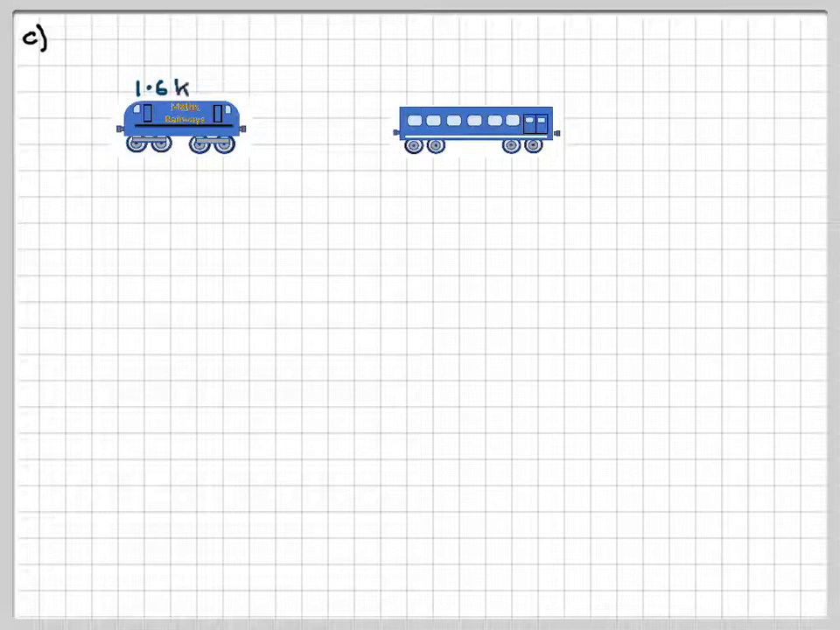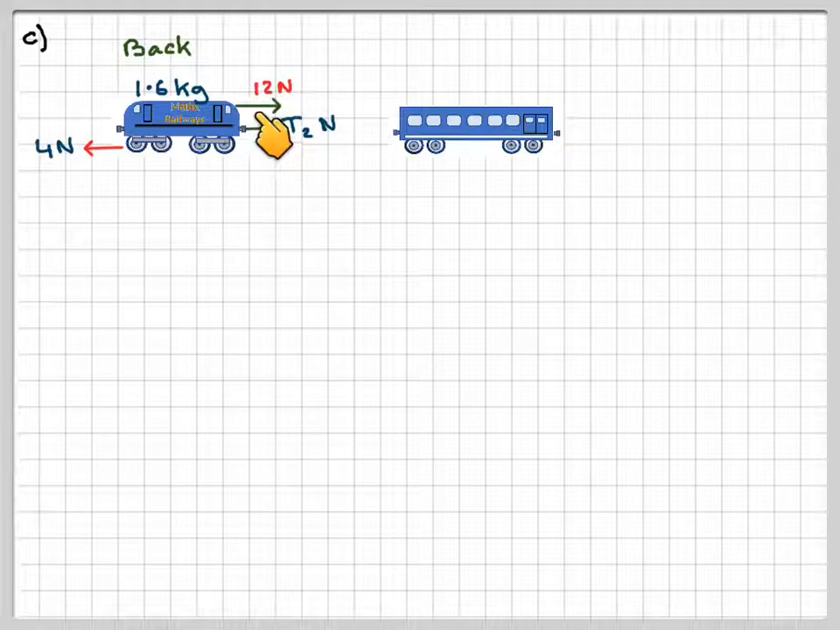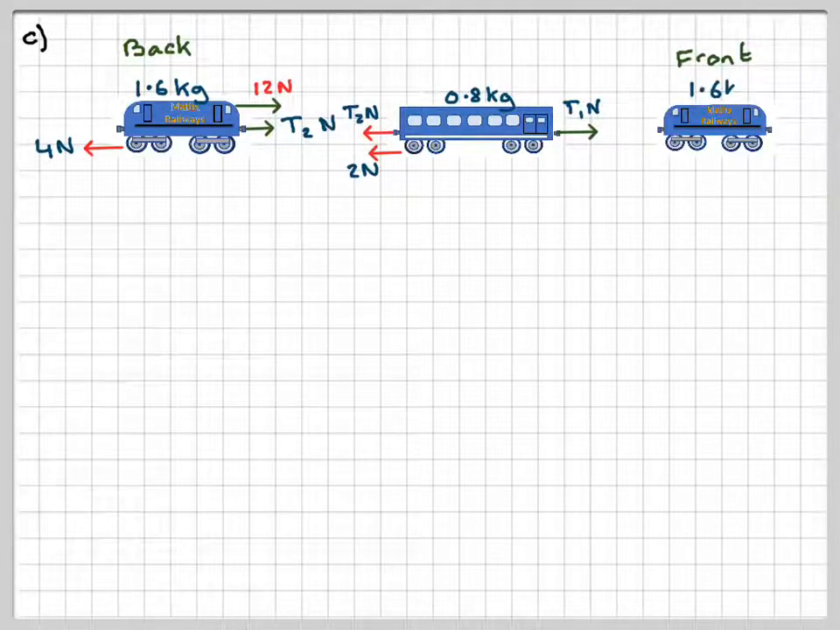So, using the same sort of diagrams, we've got the back here, which is 1.6. We've got T2 newtons here. We've got 4 newtons. We've got an extra force now of 12 newtons because it's got a driving force. Our passenger carriage is going to be 0.6 kilograms. It's going to have the tension here, a 2 newton resistance, and a T1 coupling force acting in that direction. And our front carriage is going to be 1.6 kilograms. That's going to be T1 newtons, 4 newtons, and 12 newtons.